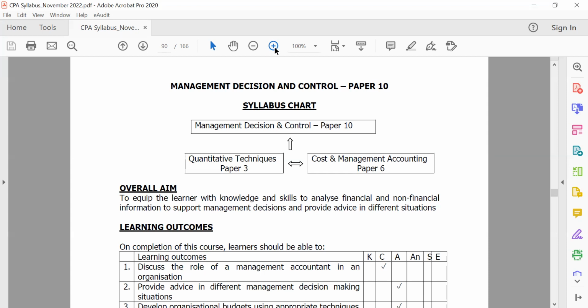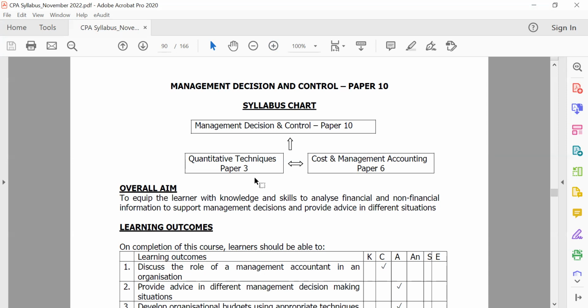The paper is aimed at imparting you with knowledge to help you be a financial analyst, but you're not just analyzing the financial data, you're also analyzing the non-financial information. I usually tell people that management decision and control, of course, some people may call it management accounting, helps you to be able to help management make key decisions, especially based on the information that you provide to them.